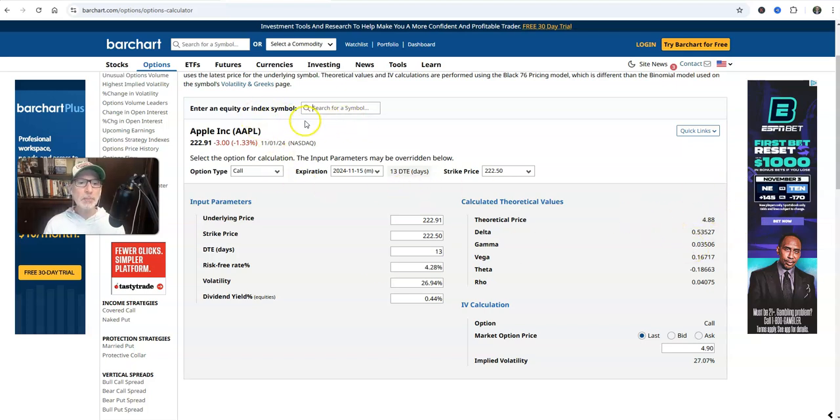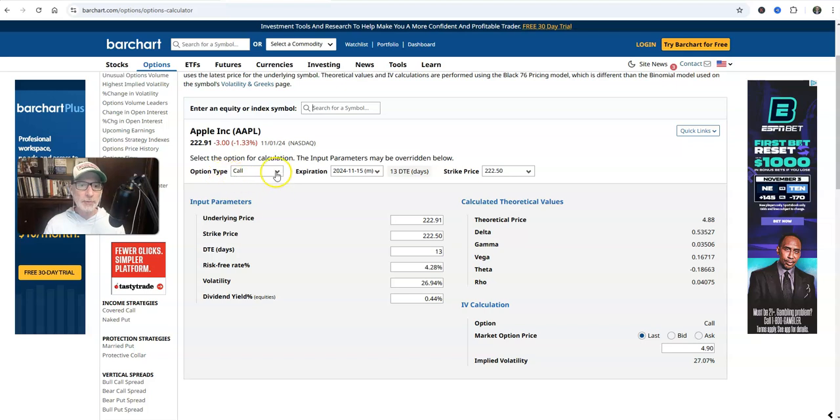So in this case, we just pulled up Apple, and Barchart defaults certain numbers in here. It's the last price, and they give an at the money strike, and how many days are left to expiration, and the interest rate and volatility rate and dividend yield, all that good stuff. So you don't really have to know all that stuff offhand. Barchart does that for you.